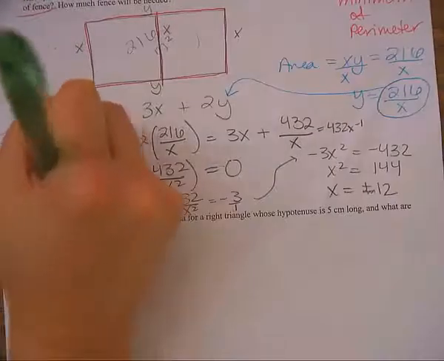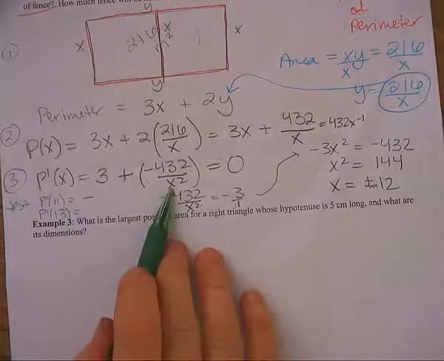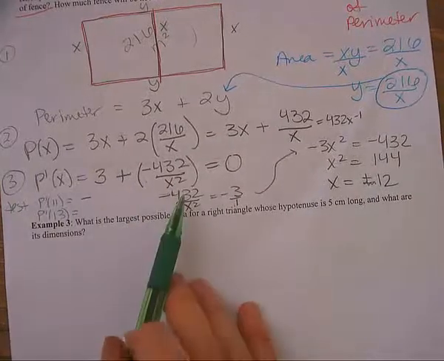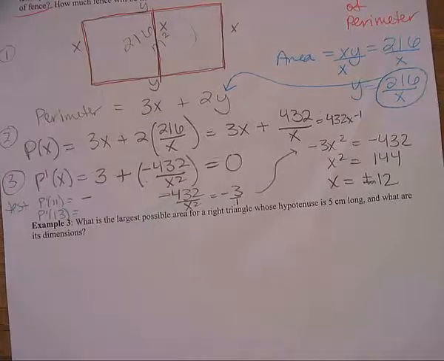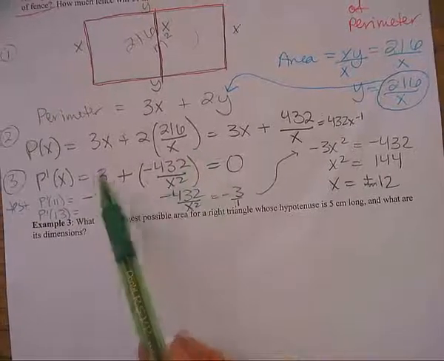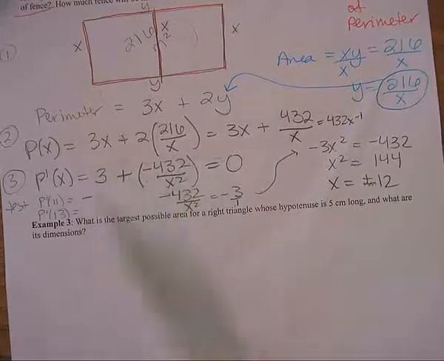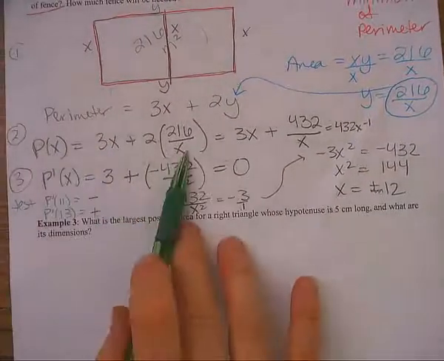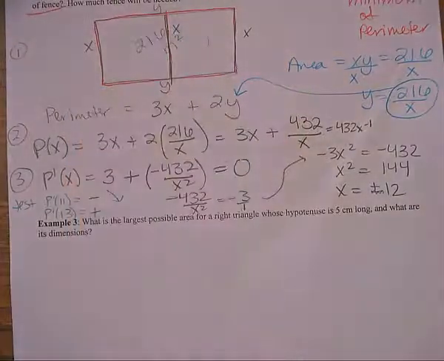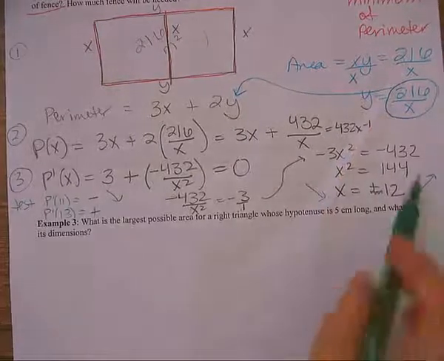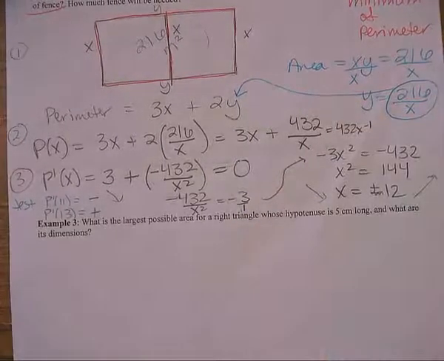And then if I check p prime of 13 and do 13 squared, I end up with 432 divided by 169. And if you do 432 divided by 169, you'd get something a little bit less than 3. So you'd have 3 plus a negative number that's smaller than 3. That would be positive. So what that tells me is that this function was decreasing to the left of 12, and then increasing to the right of 12, making 12 the minimum value that we seek.